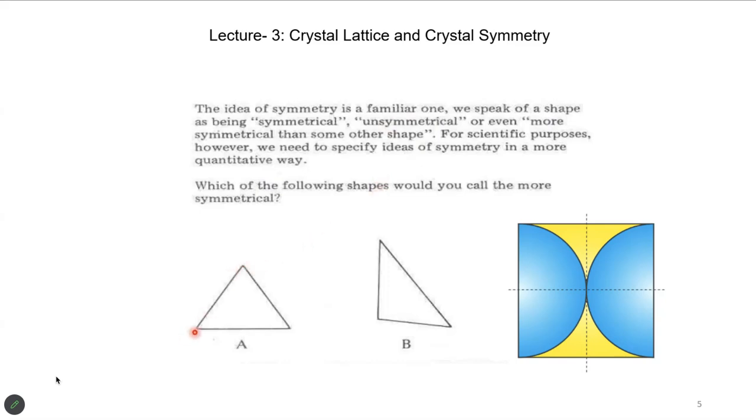So if we take these two figures, A and B, a non-crystallographer will immediately say this one is a symmetrical figure, and this one is not a symmetrical figure. But this one has more symmetry elements. So we have to now specify what symmetry elements are and then continue our discussion.